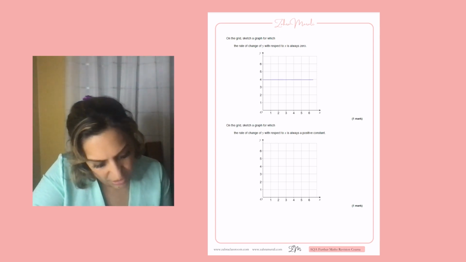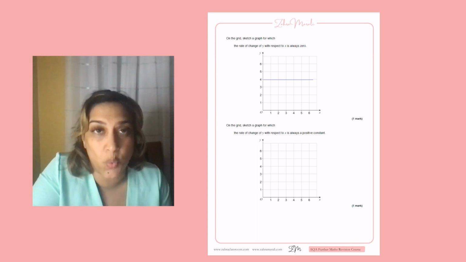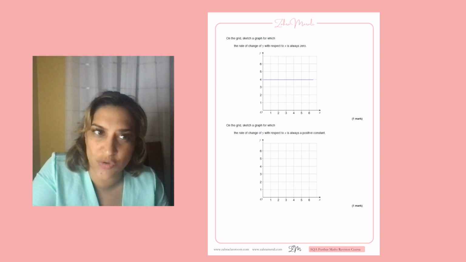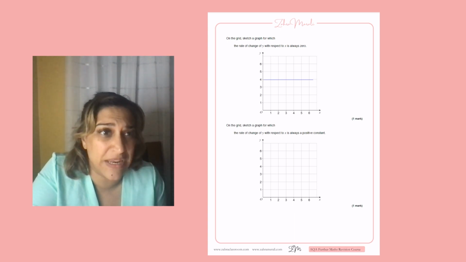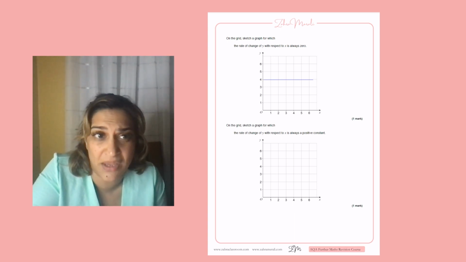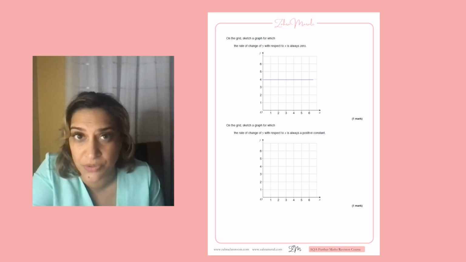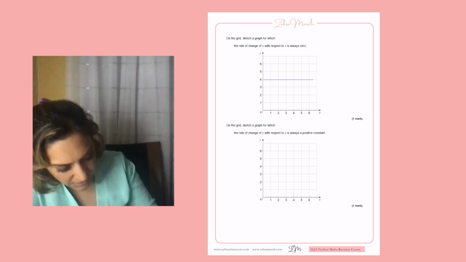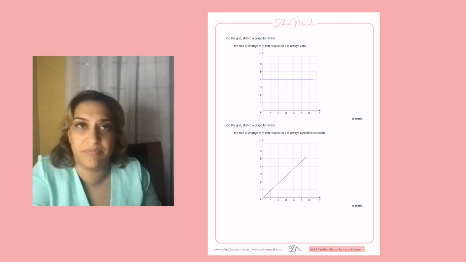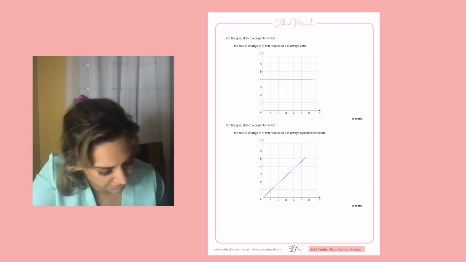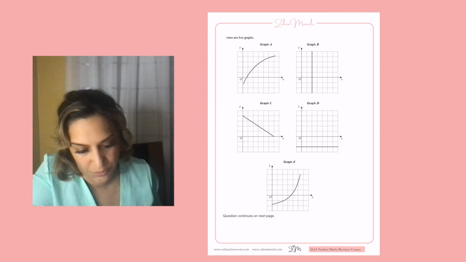It says on the graph, the rate of change is always positive. So here, what we need is a straight line with a positive gradient. It doesn't need to go through (0, 0). We're not talking about directly proportional. It just needs to be a positive straight line. Might as well do it through (0, 0), but there's no reason to.